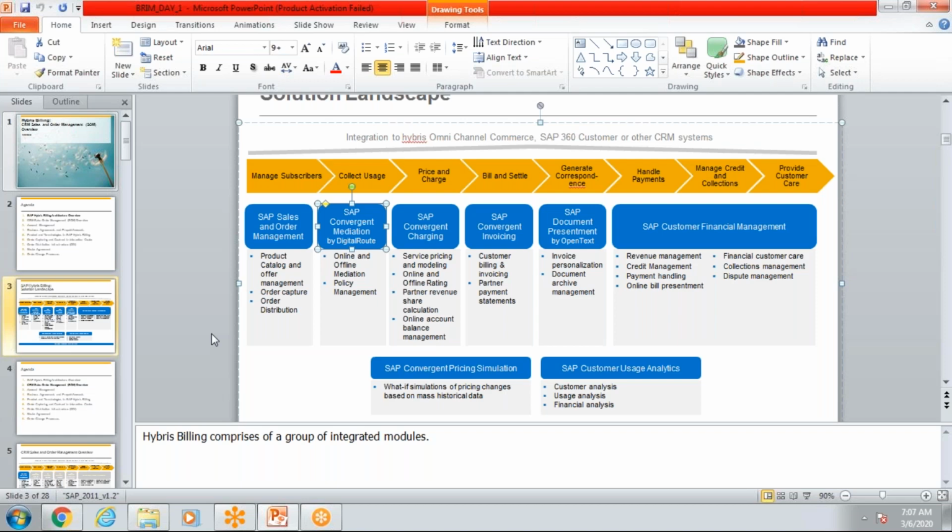So all these consumptions are collected, then fed as input to the convergent charging system where the pricing and rating will happen, and the CC system will take these output items and send the output to ECC for billing and invoicing. That is the reason it is called consumption to cash, which is order to fulfillment, and here this is consumption to cash. The entire process is called offer to cash.